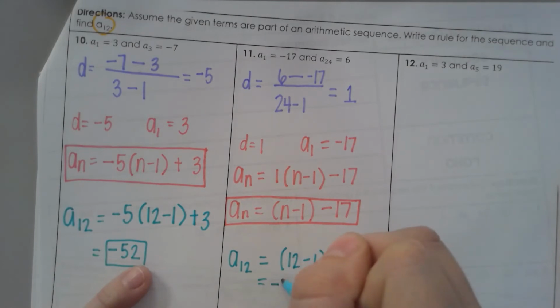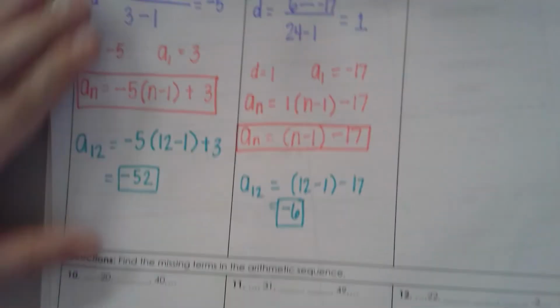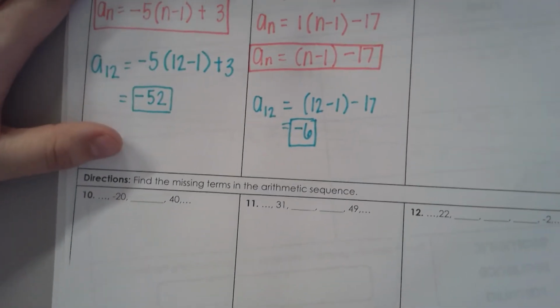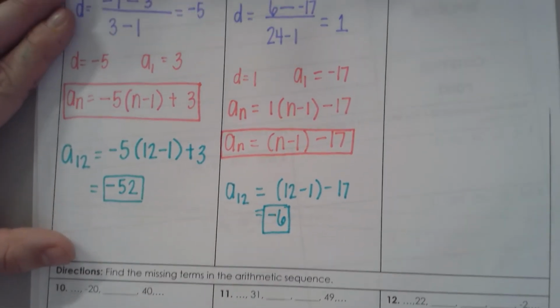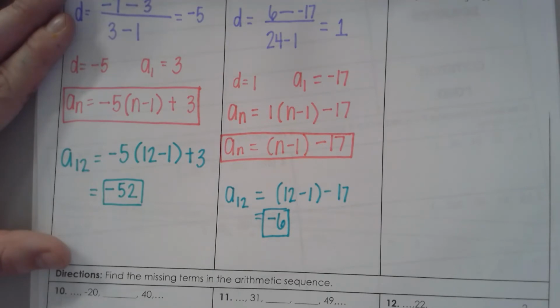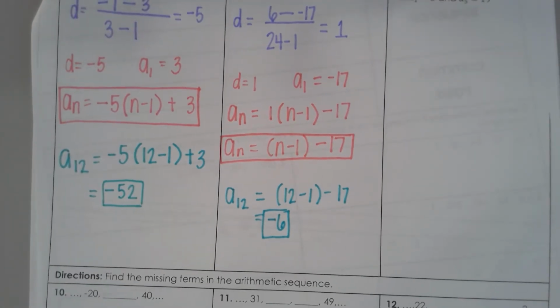Negative 6. I can't see. All right, and then number 12.